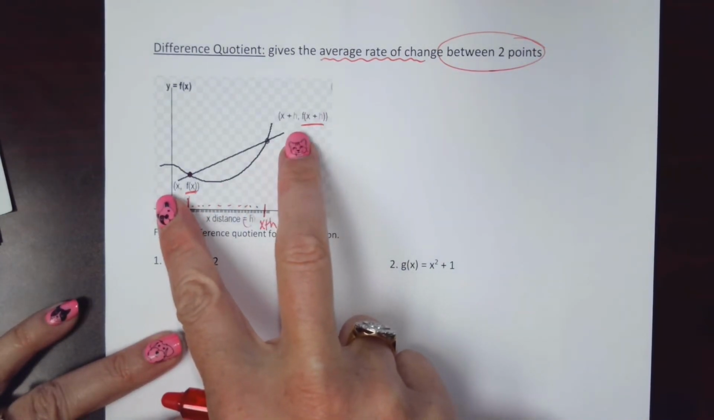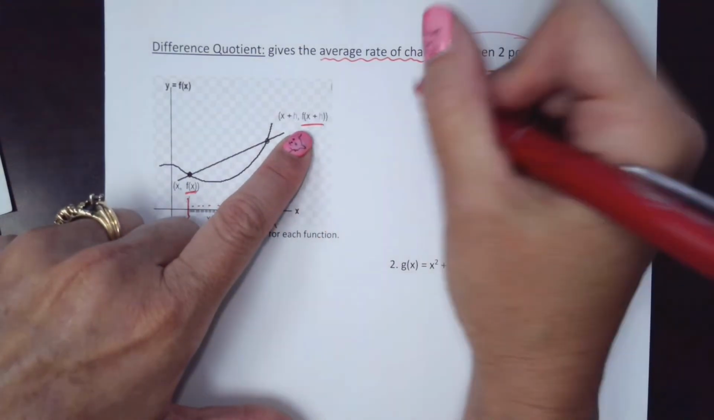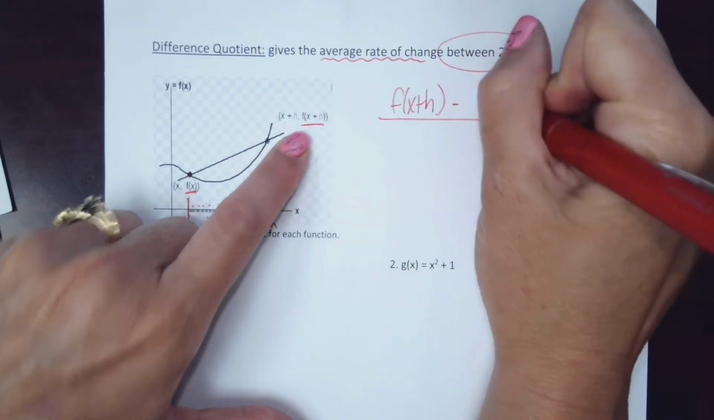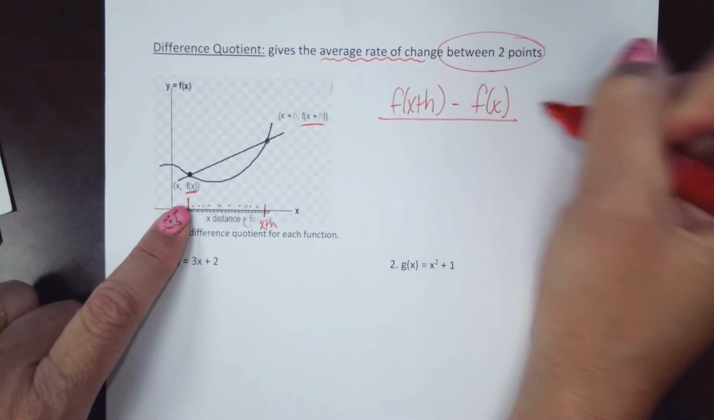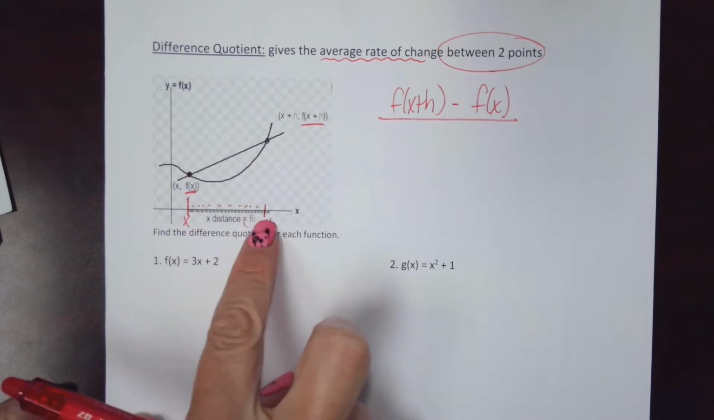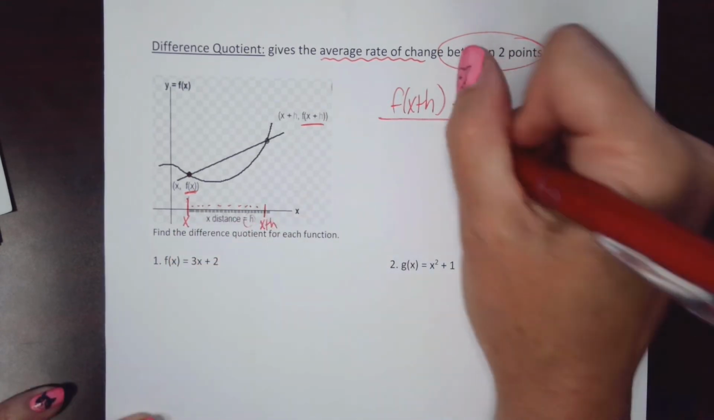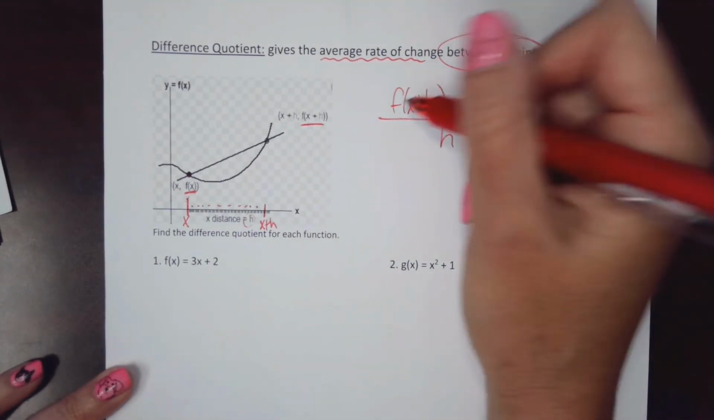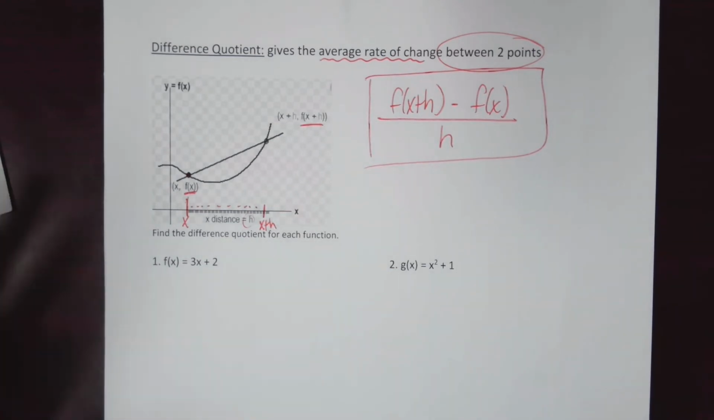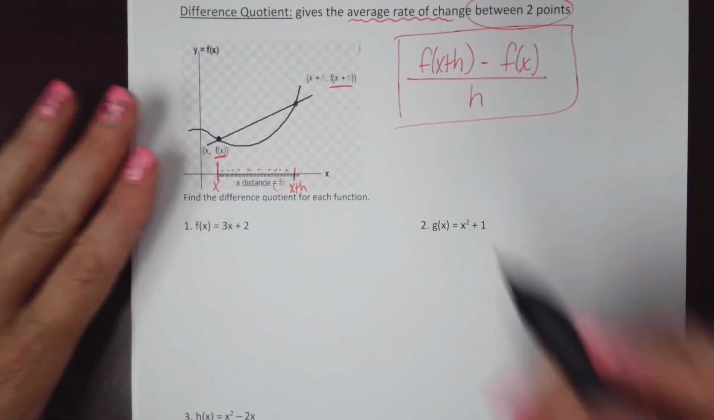Because you do change in y over change in x. Well, my change in y is the difference, f of x plus h minus f of x. And the change in x, the denominator, is that value, however many units I moved over, just h. So this is how I calculate the difference quotient for any function. We're going to show you mathematically what that looks like.